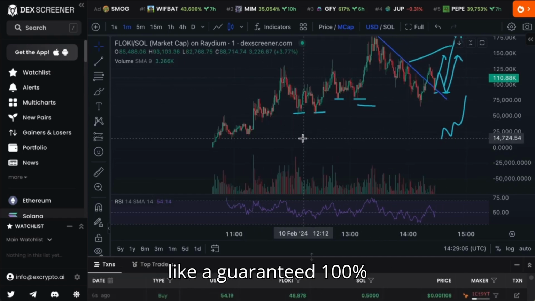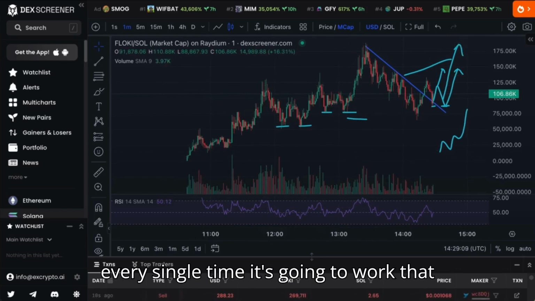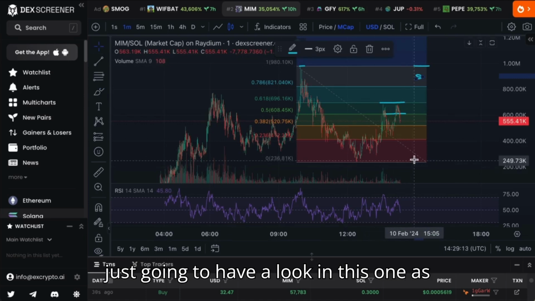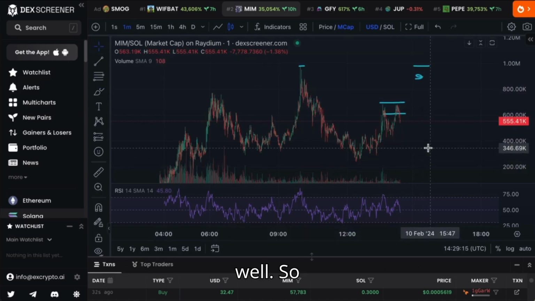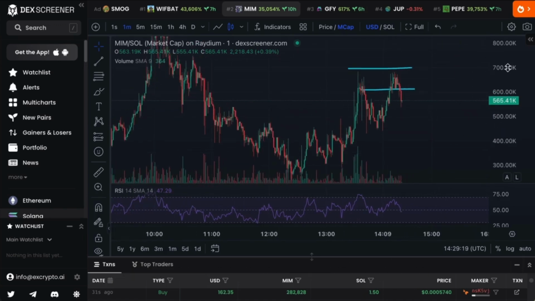Again, it's not like a guaranteed 100% every single time it's going to work that way, but it can happen. Let me just see if I can see it in any other charts. I'm just going to have a look in this one as well. So not as clear with this one. This is kind of all over the place.